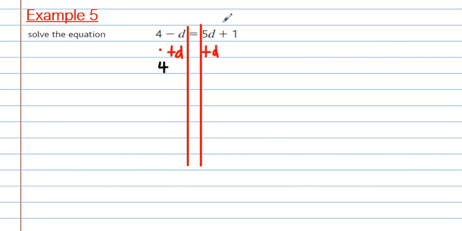Okay. 5D plus D will give me 6D. I hope it makes sense why I have written the D under the 5D. And we still have 1 here, so plus 1. Okay, now I get rid of the 1 because I want my D on one side. So I subtract 1. And I subtract 1.